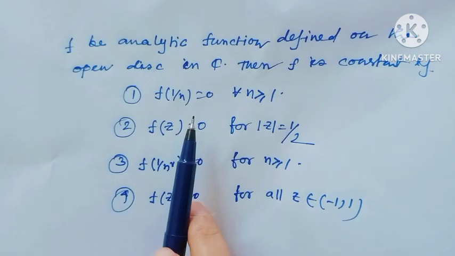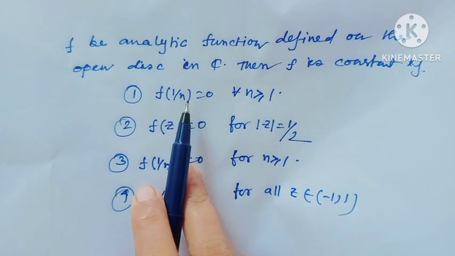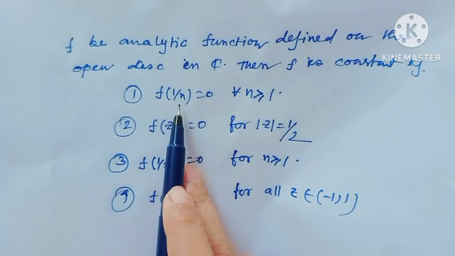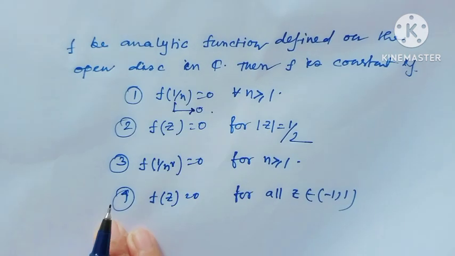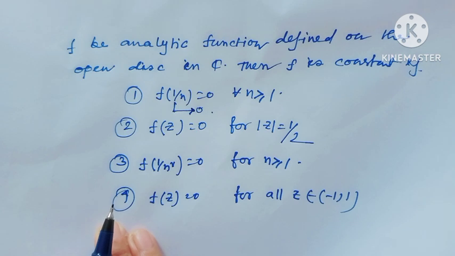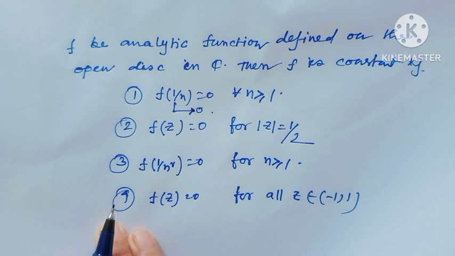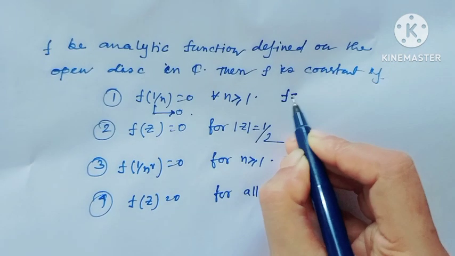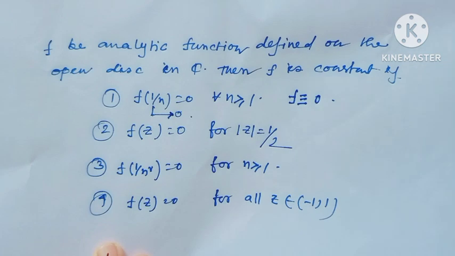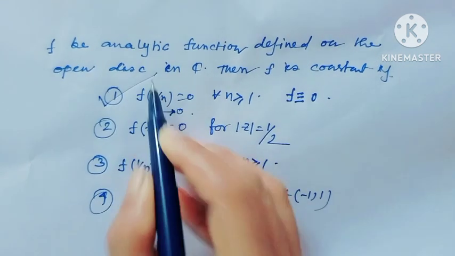Notice in the first option, f of 1 over n equal to 0. Here the sequence is 1 over n and the limit point of this sequence is 0. Since the limit point belongs to the domain, by the identity theorem we can tell f is identically equal to 0 on this domain. So f is a constant function.